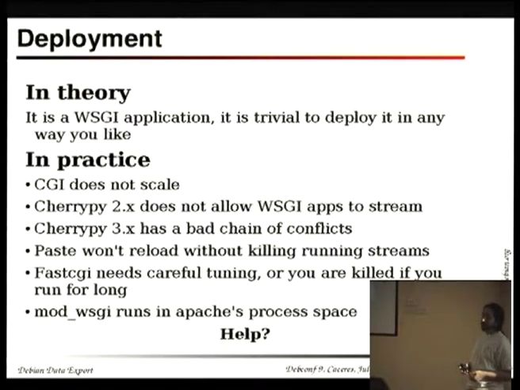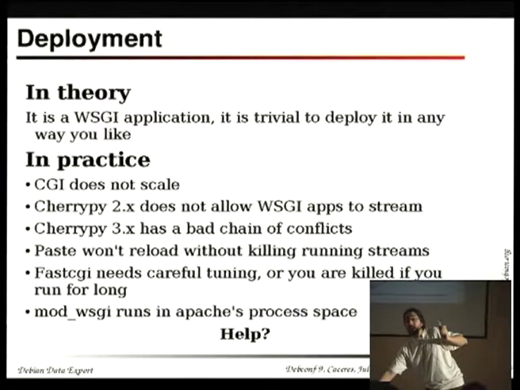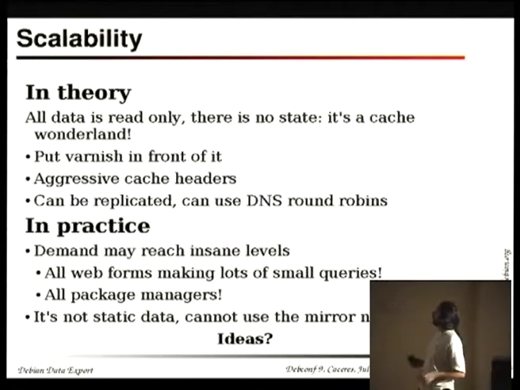FastCGI needs careful tuning because it tends to say, this CGI process has been running for more than 5 minutes, I'll kill it. And maybe you are streaming the whole Debian package information to a slow machine. So a DDE query may take 20 minutes, as far as I can tell, because it doesn't generate the data set locally. It can stream information, and on the other hand, you can have something that processes the data as it streams. And mod_wsgi runs in the Apache process space, which does not sound like something you want to do. So ideas about deploying anything like that, which is basically a RESTful dynamic interface to all sorts of data, would be appreciated. In terms of scalability, it's all read-only, and there is no state.